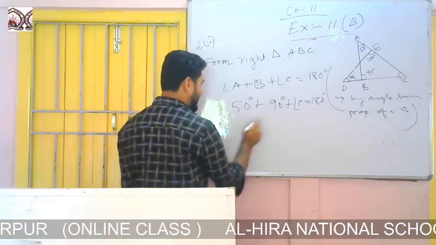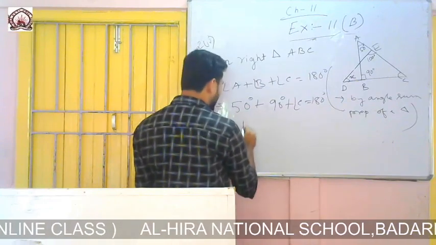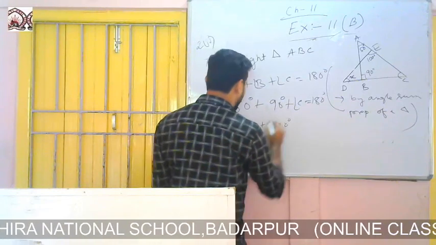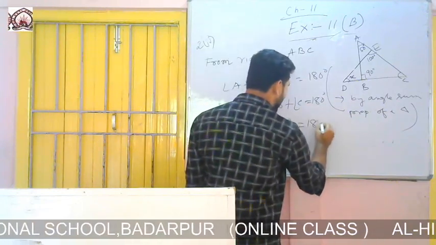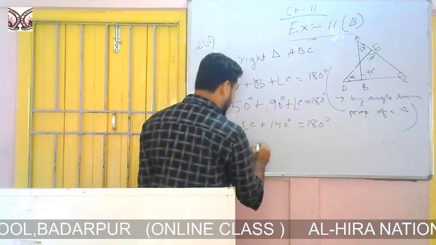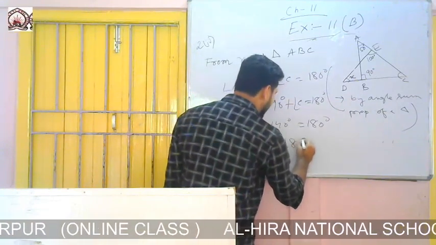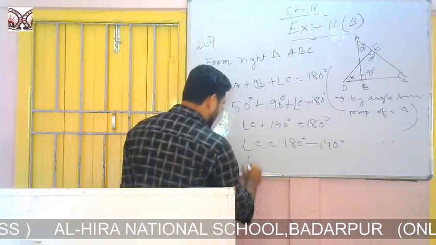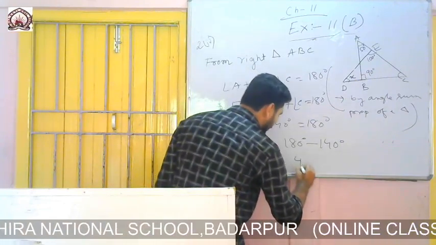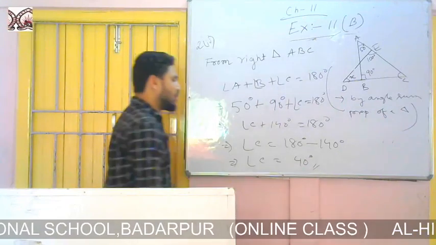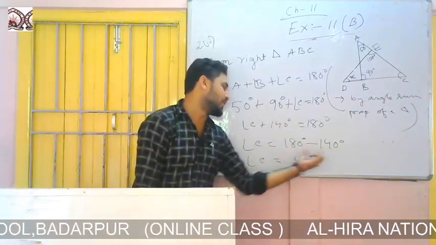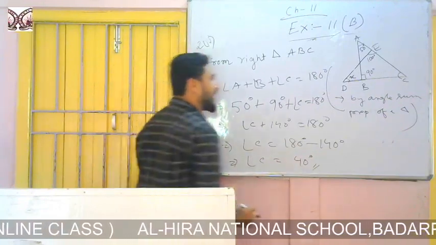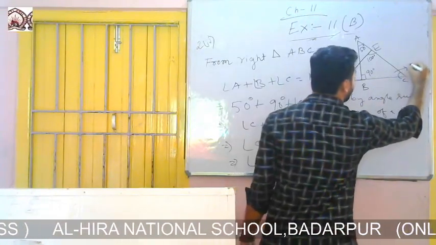So from here you can find angle C. If I add, then we will get what? 140 degree. Now we can find angle C equals to what? 180 degree minus 140 degree. If I subtract 140 degree from 180 degree, then I will get what? 40 degree. Now we have found the measure of this angle is 40 degree.